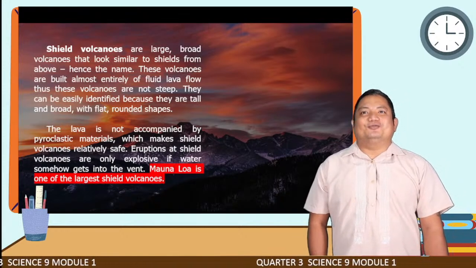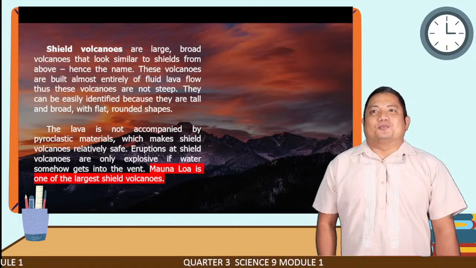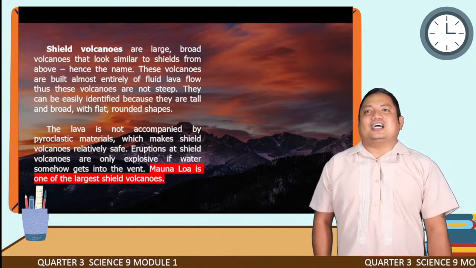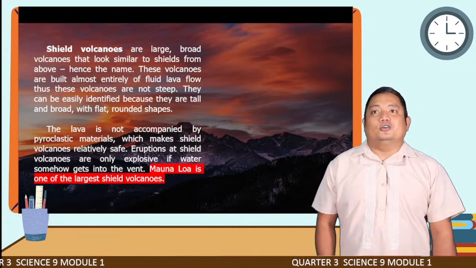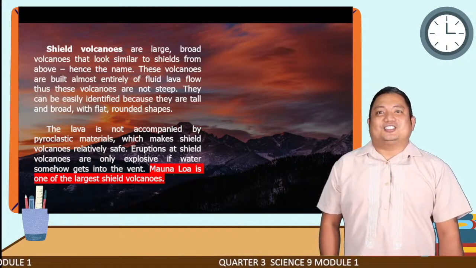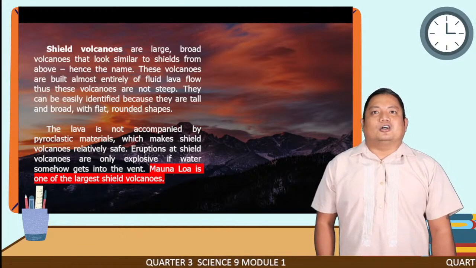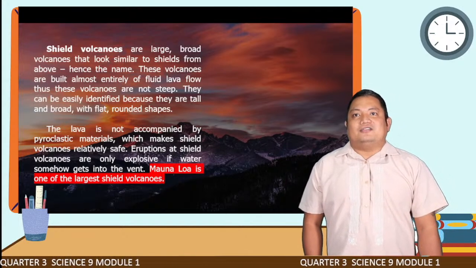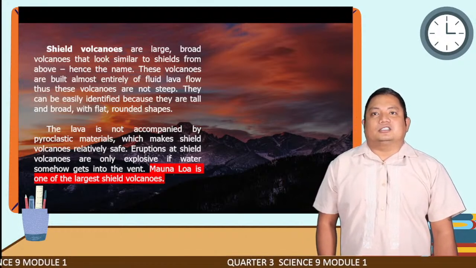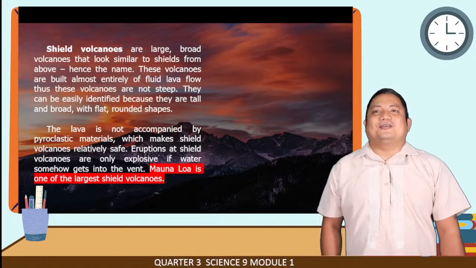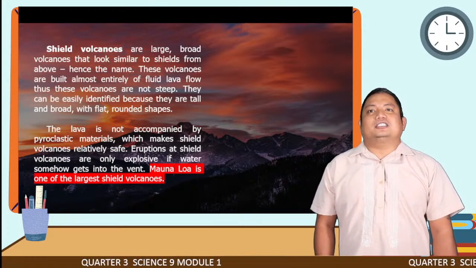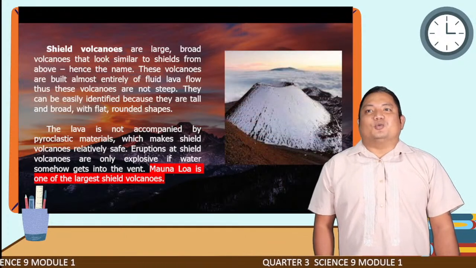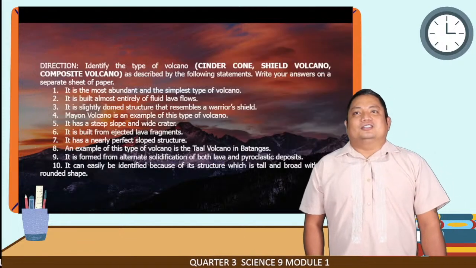Next are shield volcanoes. They are large, broad volcanoes that look similar to shields from above, hence the name. These volcanoes are built almost entirely of fluid lava flow, thus these volcanoes are not steep. They can be easily identified because they are not tall but broad with flat, rounded shapes. The lava is not accompanied by pyroclastic materials, which makes shield volcanoes relatively safe. Eruptions at shield volcanoes are only explosive if water somehow gets into the vent. Mauna Loa is one of the largest shield volcanoes.